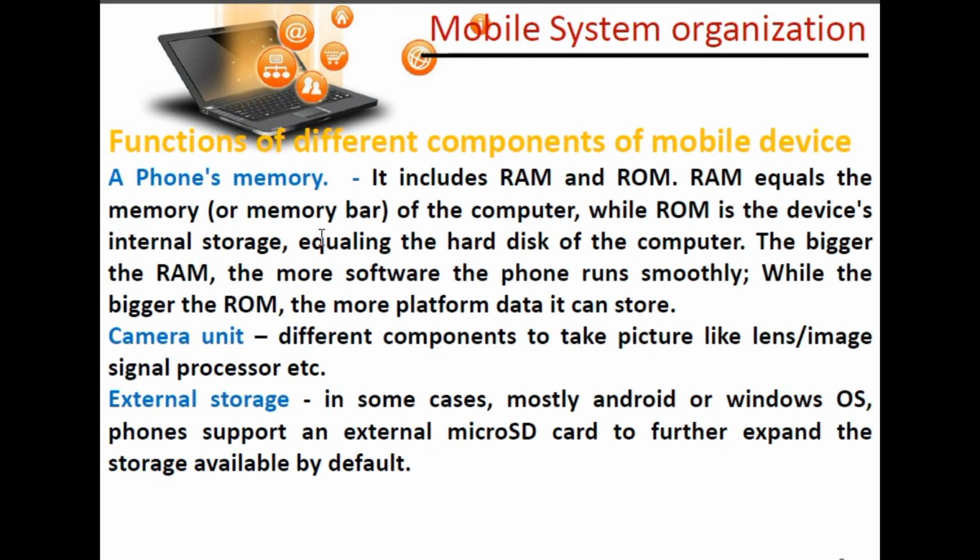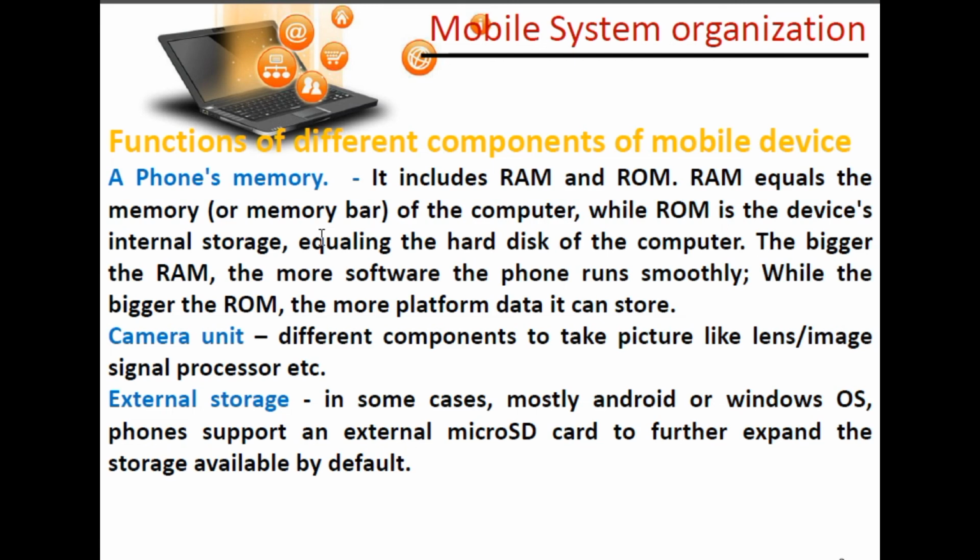Now phone memory definitely includes RAM and ROM. As you know, RAM is random access memory. It is equal to the memory bar of the computer, while ROM is the device's internal storage, equivalent to the hard disk of the computer. The bigger the RAM, the more smoothly the phone will run software, while the bigger the ROM, the more platform data can be stored.